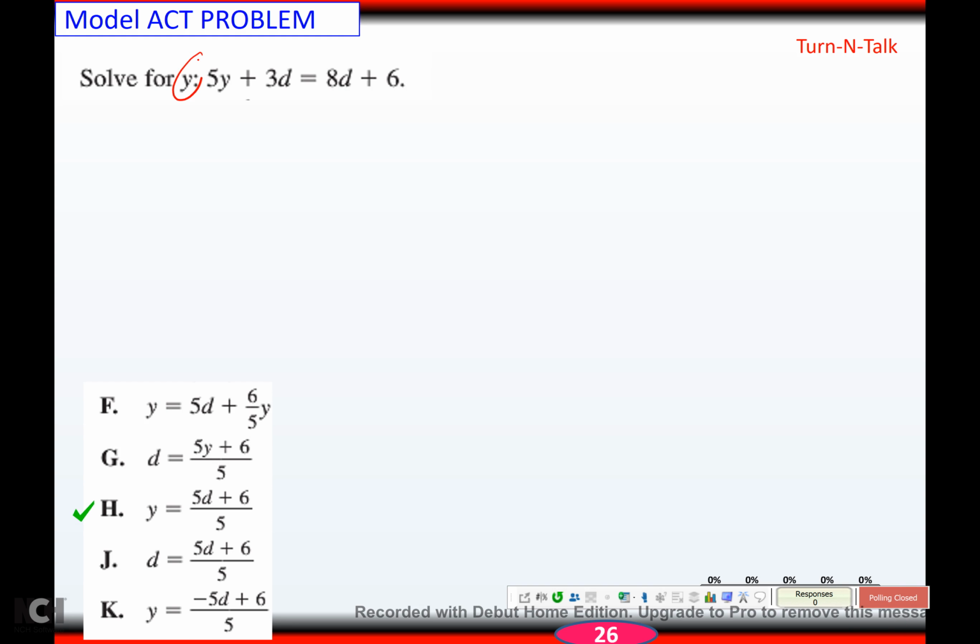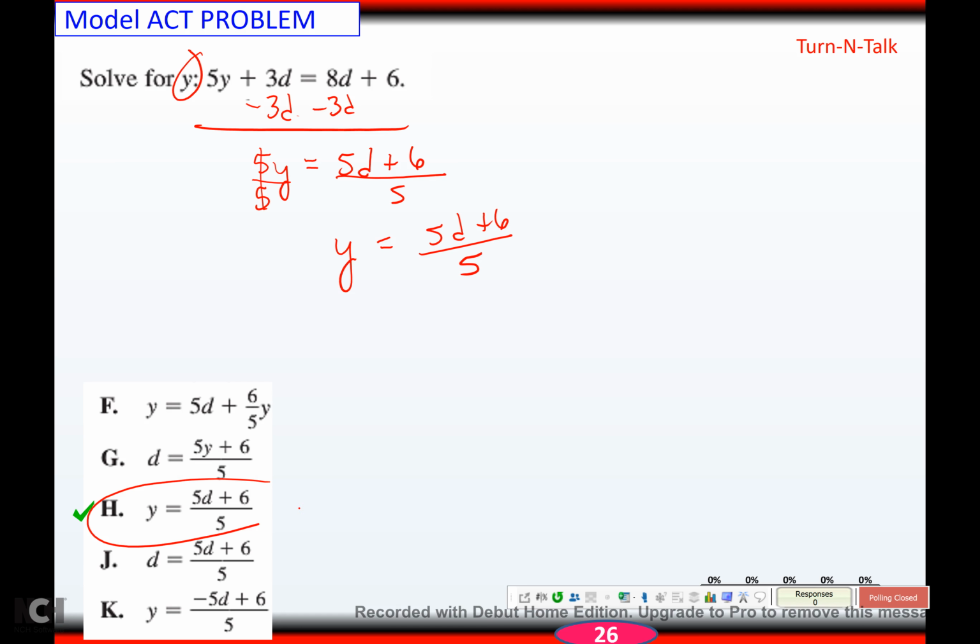Okay, they want me to solve for y, which means I need to get y alone. So everything else needs to move. So I'm going to move the 3D. That gives me 5y equals 5d plus 6, and then divide by 5. And I get y equals (5d plus 6) over 5.